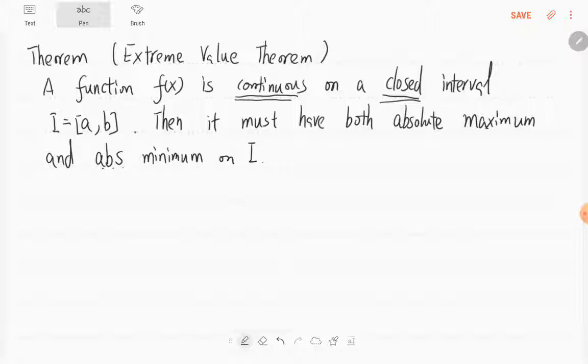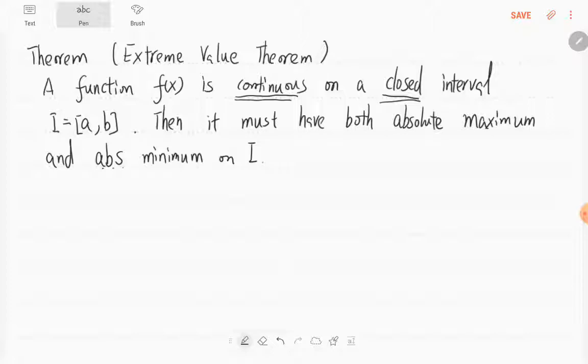But how do we find them? This theorem just tells you they must exist somewhere, but it does not tell you where they are. So we need to find a way to locate the absolute maximum and absolute minimum for a continuous function on a closed interval.